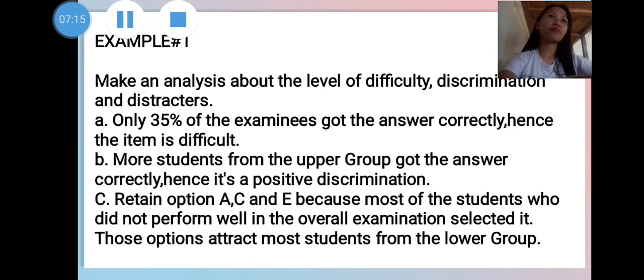Tama, 'di ba? Bakit dahil mas marami yung mga students na nakakuha ng tamang sagot sa upper group compared to the lower group. Okay, in letter C, retain option A, C, and E because most of the students who did not perform well in the overall examinations selected it. So those options attract most students from the lower group.